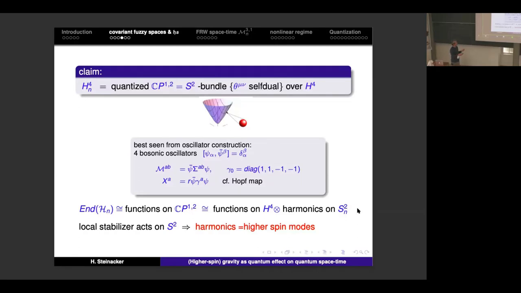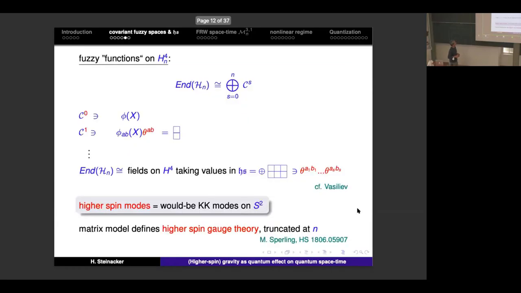So I would consider them internal because you don't really see them, but they give you the harmonics, and these harmonics are the origin of higher spin modes. Yeah, in some sense more, because these higher spin modes will be in some sense massless. And they really behave like higher spin modes, more or less. Okay, so this is the origin of the construction.